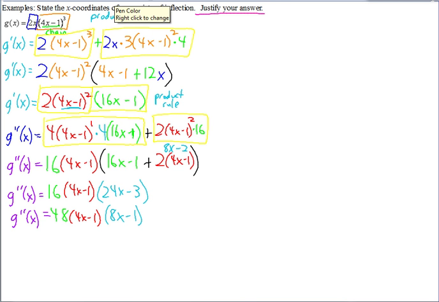So here are possible points of inflection. 48 can't be 0, so we set 4x - 1 equals 0, add the 1, divide by 4, x equals 1/4. We set 8x - 1 equals 0, add the 1, divide by 8, so x equals 1/8. So those are our two possible points of inflection. Now we just want to put those on the number line and see if they actually are points of inflection.